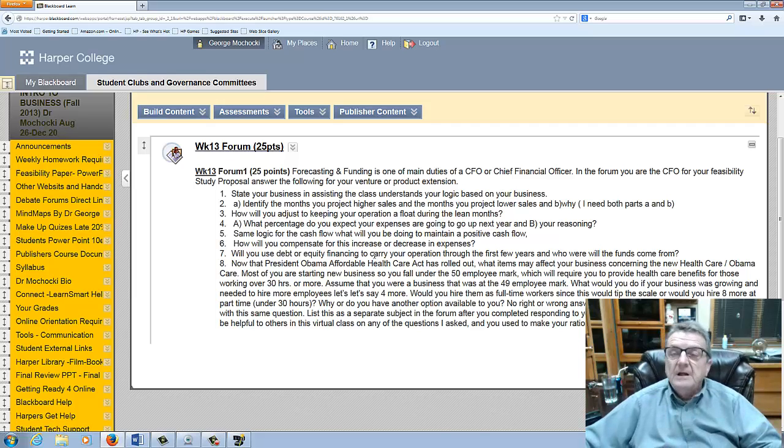Debt means I'm taking out a loan, a line of credit, or selling bonds. Equity financing means I'm bringing in another partnership, I'm selling off some assets, or I'm selling stocks if I'm an S corporation, and now I have more owners.